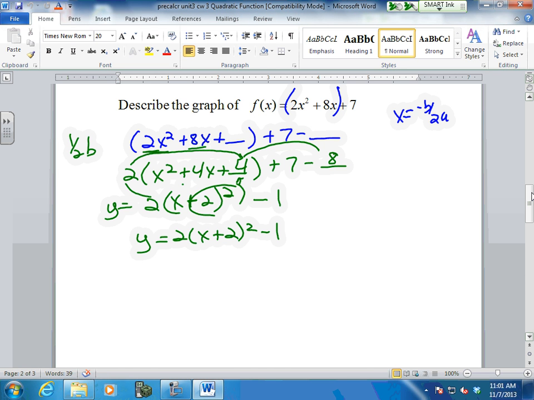parabola. Let's see what we know about this. We know it opens up because you already told me it opens up. It was positive. What's my vertex? H, K. This would be my H. This would be my K. But take it out the opposite way in the parentheses. -2, -1. What's my axis of symmetry?